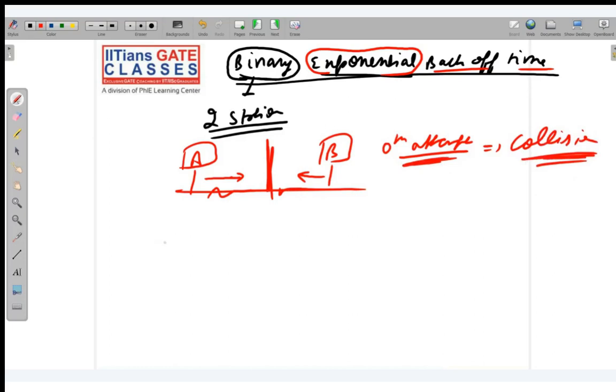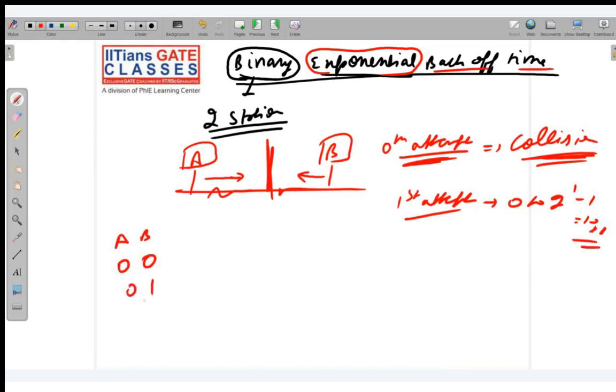So first attempt. For the first attempt, the random number will be between 0 and 2 power 1 minus 1, that is 0 and 1. Two numbers are there. Now I will write the possibilities for A and B. Either they will both take zeros, or 0 1, 1 0, or 1 1. If both take zeros, then obviously collision will occur. That means immediately they will send the data. After timeout, both send immediately, so collision.